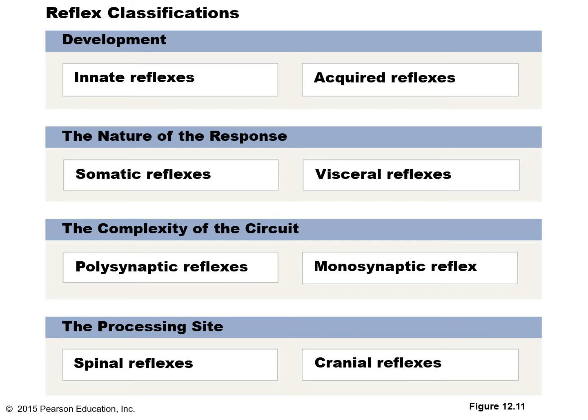But we can classify reflexes in different ways. We can classify them by development, the nature of the response, the complexity of the circuit, and the processing site. And so all reflexes can fall under these. It's important to remember that these are not mutually exclusive. We can be innate, visceral, polysynaptic, and cranial. We can be all of these things, or we can have each one of these classifications as we go down.